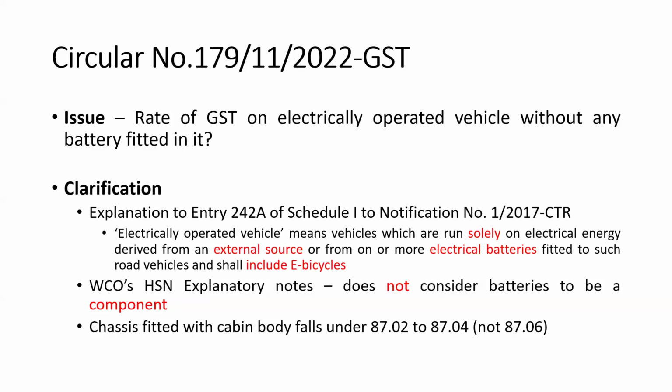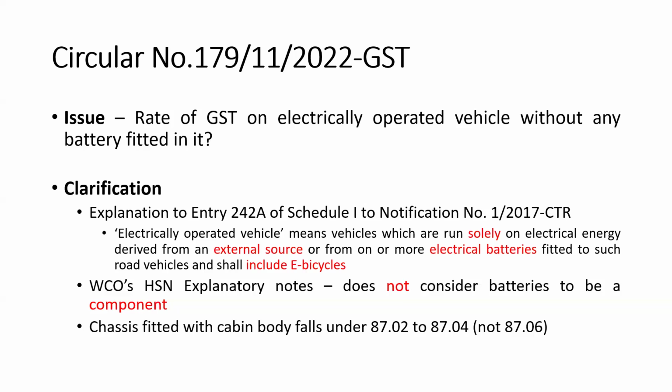So going for two more circular clarifications. There is a circular 179 which clarified what is the rate of GST on electrically operated vehicle without the battery fitted in it. So the circular clarified that electrically operated vehicle means a vehicle which runs solely on electrical energy derived from an external source or from one or more electrical batteries fitted to such road vehicles and shall include e-bicycles.